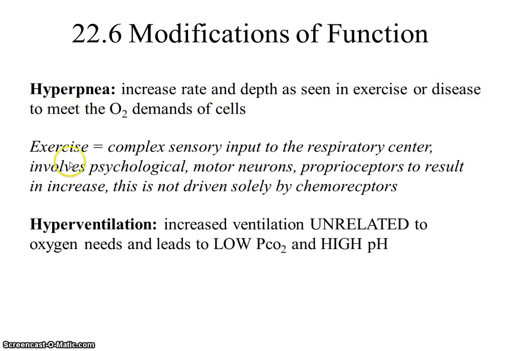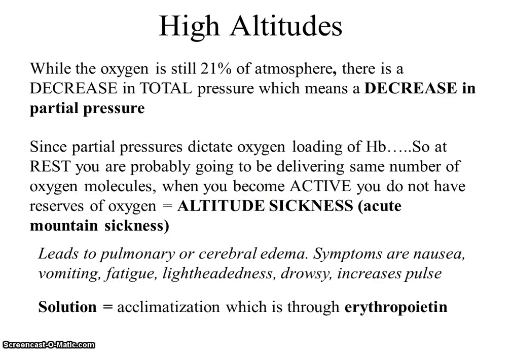All right. And I have mentioned this before that with exercise, there's a lot of input to the respiratory center, involving so many different sensors that prepare us for this need of oxygen. Hyperventilation is increased ventilation unrelated to the oxygen needs. Okay, so differentiate the two. It leads to low amounts of carbon dioxide and therefore a high pH in the blood. Excuse me. High altitudes, right?